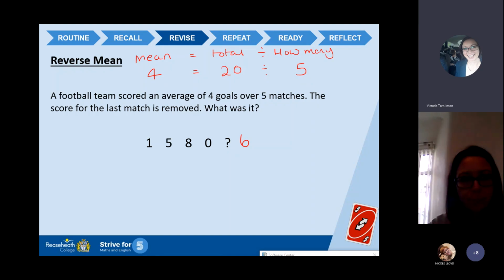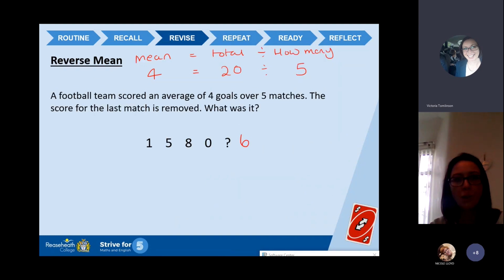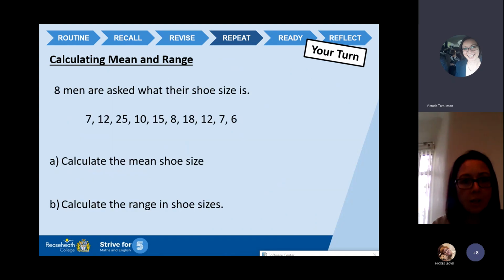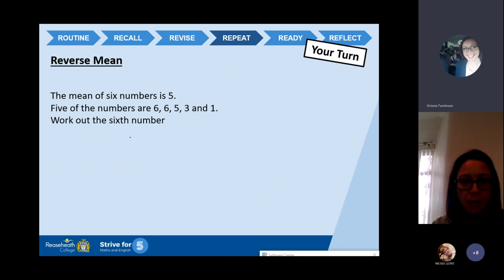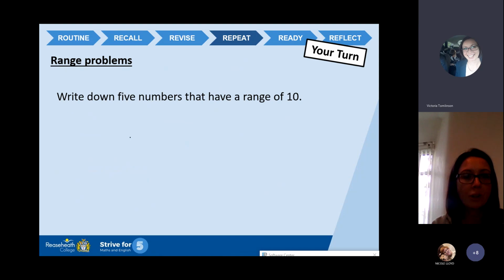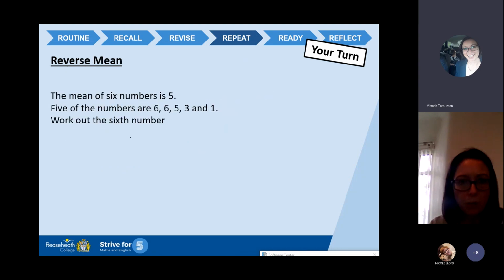Right, okay, so questions that I want you to have a go at. There's just a couple as well. So we've got a reverse mean. So on your questions, you've got a normal mean and range question, straightforward, a reverse mean question, and then there's a couple of range problems which might also come up. I haven't done any practice ones of them, so you can just see if you can figure them out, and we'll go through them in a few minutes, okay?